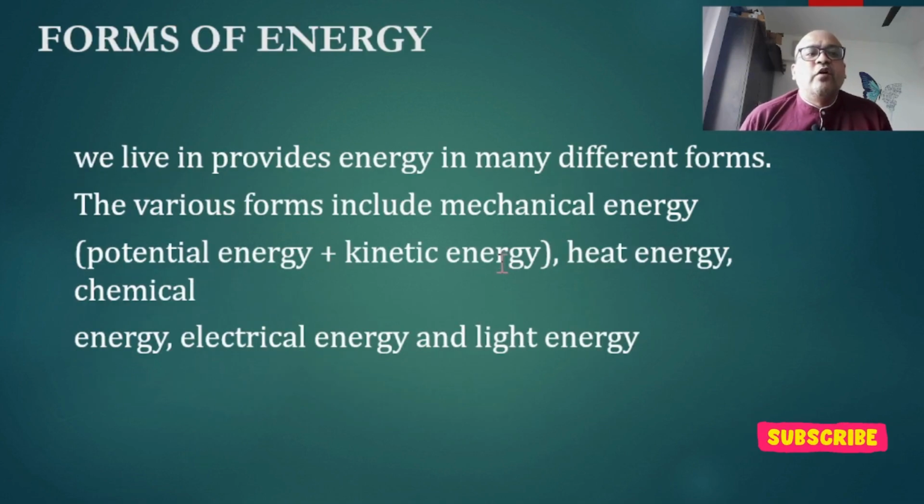Then let's see different forms of energy. We live in a world provided with energy in many different forms, right? So various forms of energy are there. The various forms include what? They include mechanical energy, that is nothing but potential energy and kinetic energy. There is heat energy, chemical energy, electrical energy, and light energy. So these are the different forms of energy we come across.